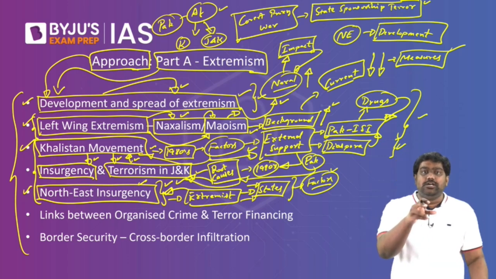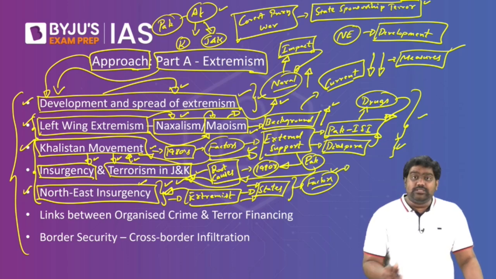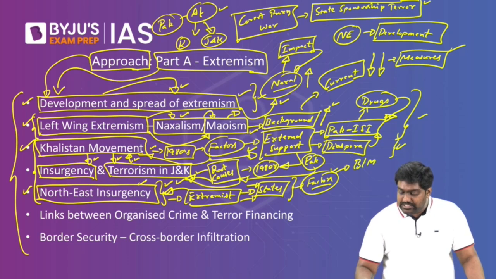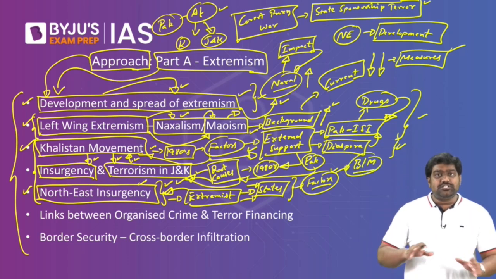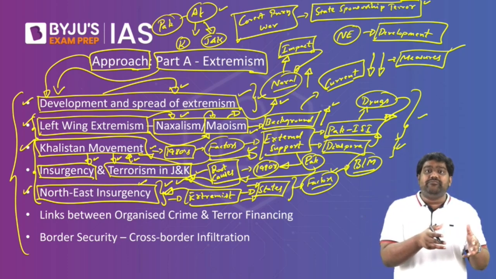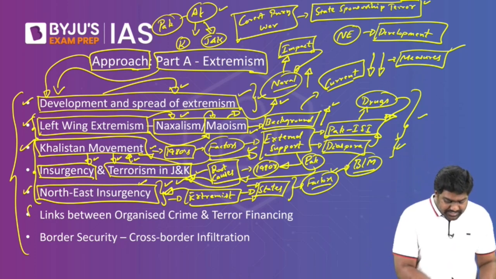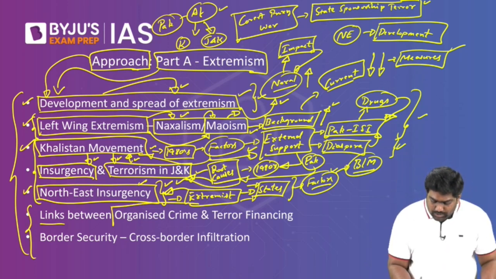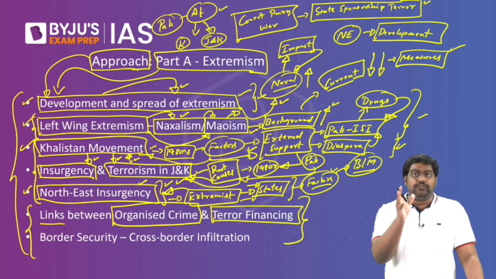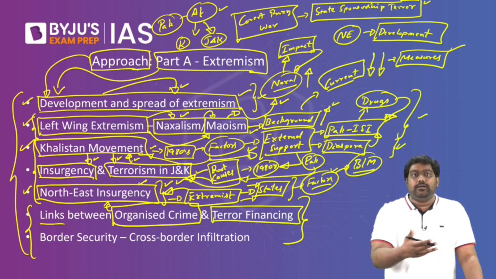This is where you study the cross-border linkages as well. You should understand the support that Northeast insurgents have received from across the border, especially from Bangladesh and Myanmar. So this will give you a complete idea about Northeast insurgency. Focus on the recent developments, the current trends of Northeast insurgency. Once you cover this, automatically you will have a solid understanding of the connections between organized crime and terror financing. Because these topics are all interlinked, they're all interconnected.